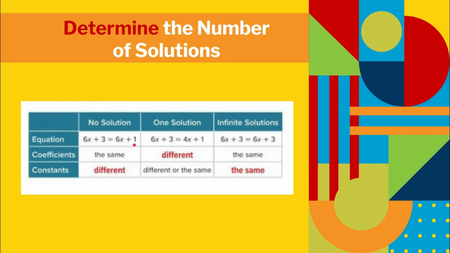An equation will have one solution when the coefficients are different. 6x and 4x are different, while the constants may be the same or may be different. In this case, they are different: we have 3 and 1. Finally, an equation will have infinite solutions when both the coefficients, 6x and 6x, and the constants, positive 3 and positive 3, are the same.